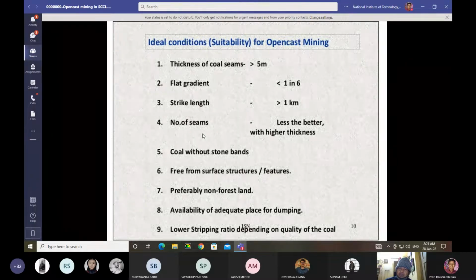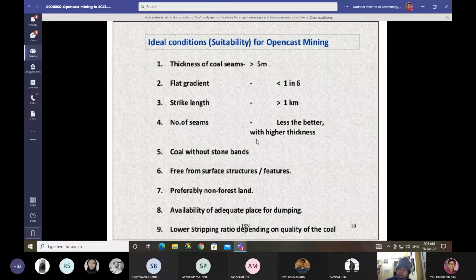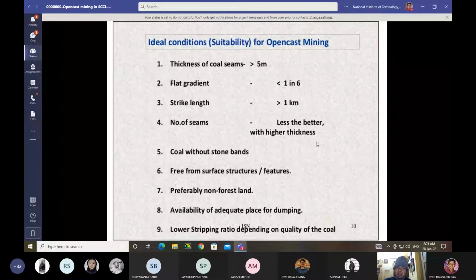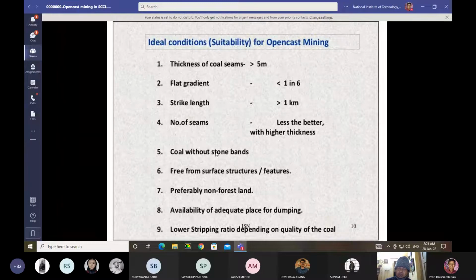And the fewer the coal seams, the better, with higher thickness desirable. And coal without stone bands should be there. There should not be any stone bands. The coal should not contain any stone bands. Then it will be very suitable for the open cast mining method.